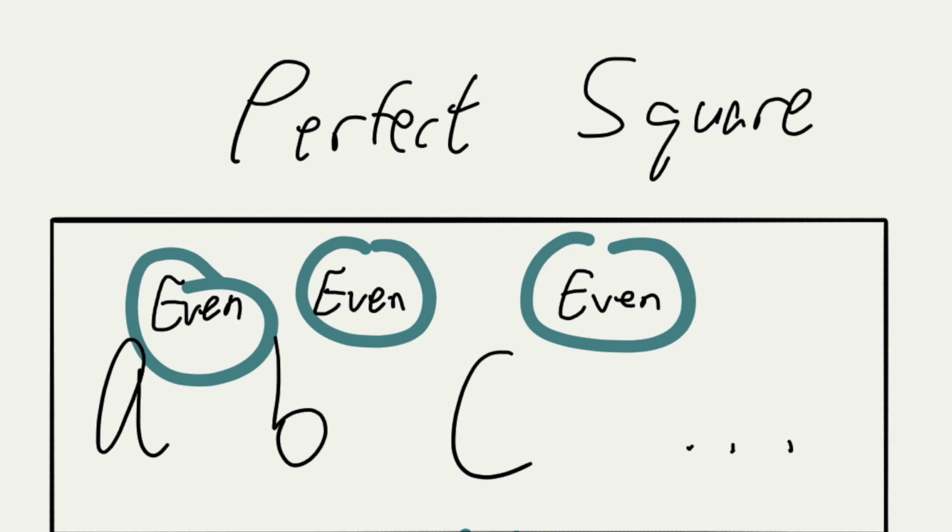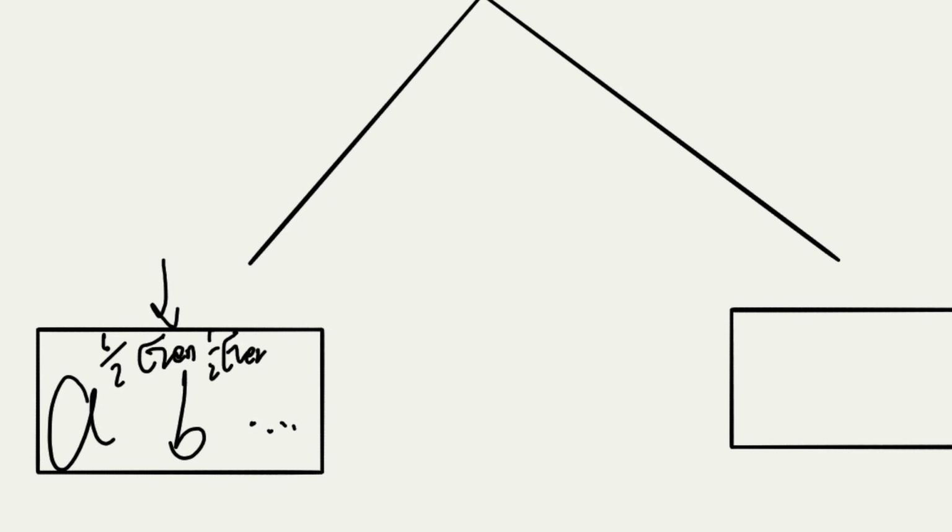Because by definition, a perfect square, you should be able to take and split into 2 identical mini boxes and get integers. So this would have half as many, half of whatever that even number was, and so on. And it has to be an integer.